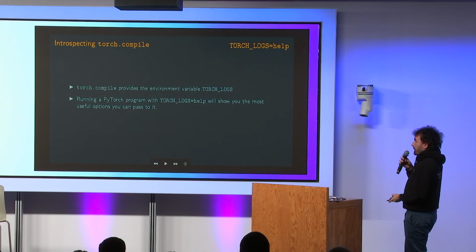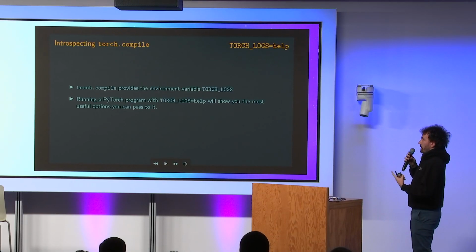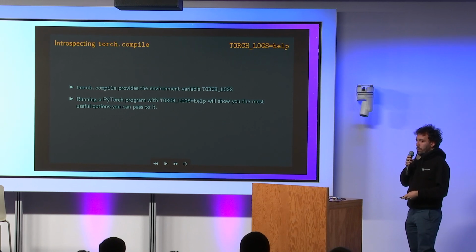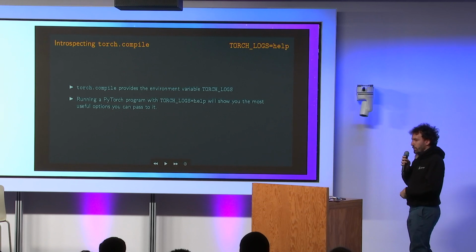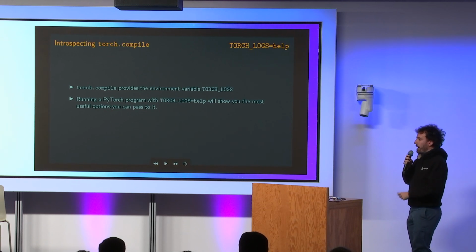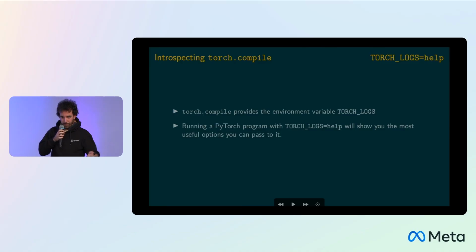So first of all, if you run any PyTorch program with TORCH_LOGS=help, you will see all the options that you can pass it. There's a good 20, 30 options to see everything and anything that happens during a compilation. You can even do TORCH_LOGS=+help, which will give you even more options. So yeah, plenty of things to play around with there. Here we're going to explore just a few of them.